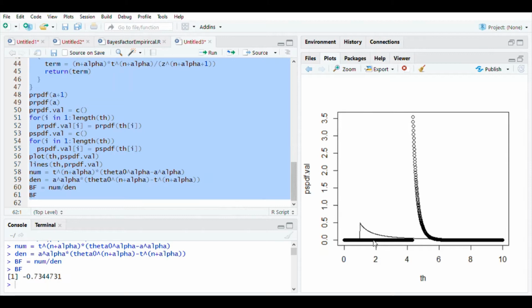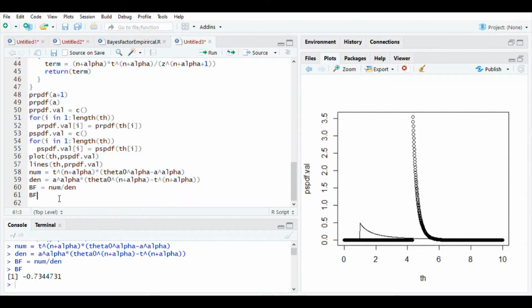See, notice the change in the prior and posterior PDFs also. Their supports are totally different. So this can happen. This is coming out to be negative, so there is a technical glitch here. This is because theta naught raised to n plus alpha will be smaller than t raised to n plus alpha. Here the value of t is 4.33 and theta naught, so n plus alpha will be 15.5. So this is what happens.